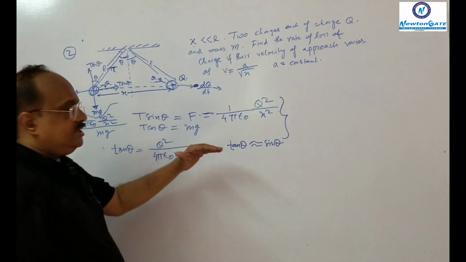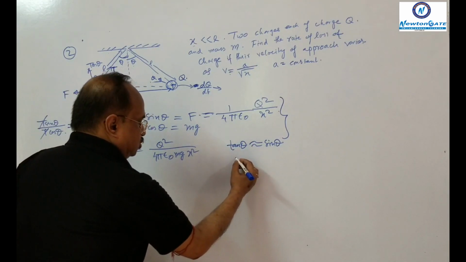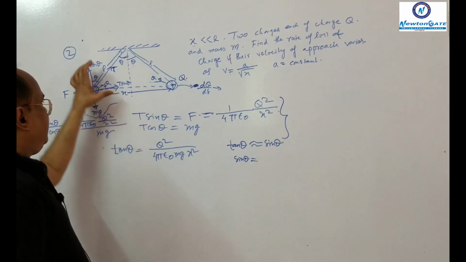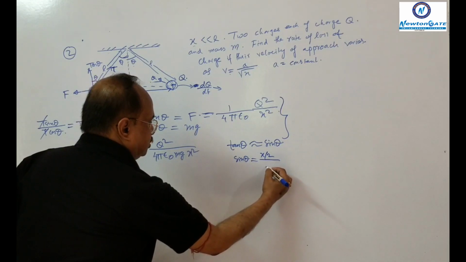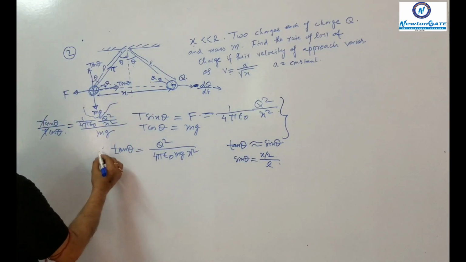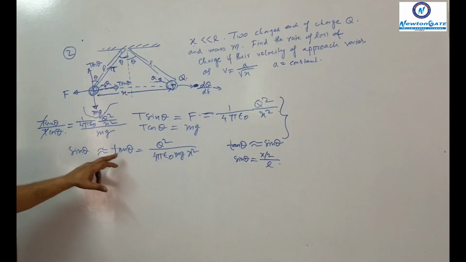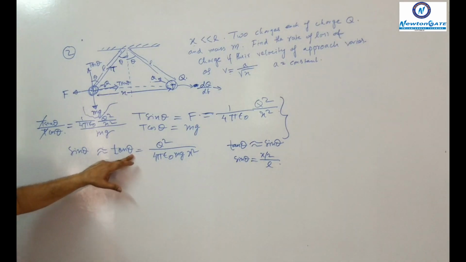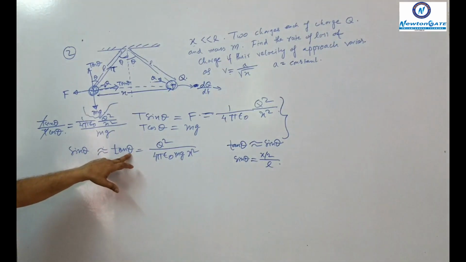Easier, or not only easier, it is solvable only. That is, tan theta is approximately sine theta. So in place of sine theta we can write opposite by hypotenuse, that is opposite is x by 2 divided by hypotenuse L. That means in place of tan theta we will write sine theta, because when theta is very small, sine theta is approximately tan theta, remember it. And the value of theta should be less than 10 degrees. Theta small means the value of theta should be less than 10 degrees.